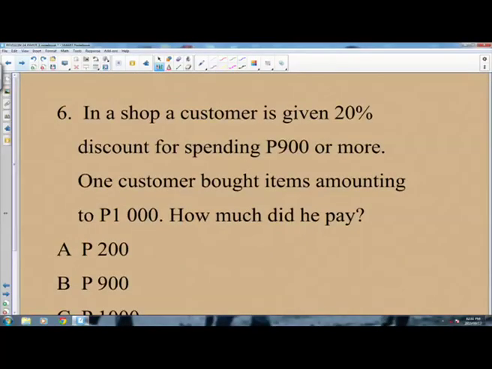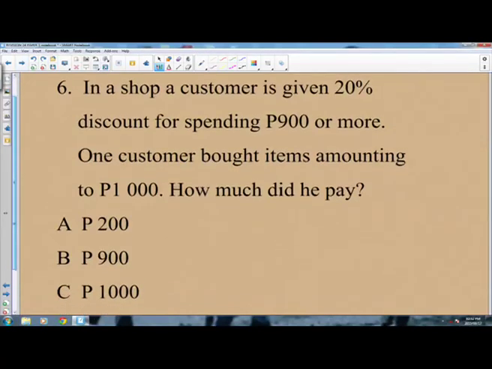And then what about the next revision question? Question number 6. In a shop, a customer is given 20% discount for spending 900 pula or more. One customer bought items amounting to 1000 pula. How much did he pay? So you are told that for you to be given a discount, you need to spend 900 pula or more. So if you spend 900 pula or more, you are going to be given 20% discount on the amount of the item you are going to buy.